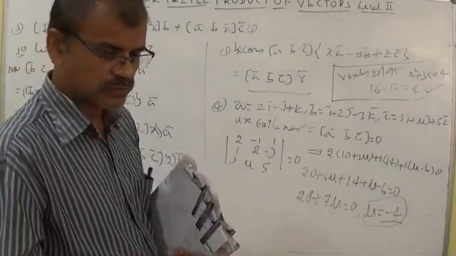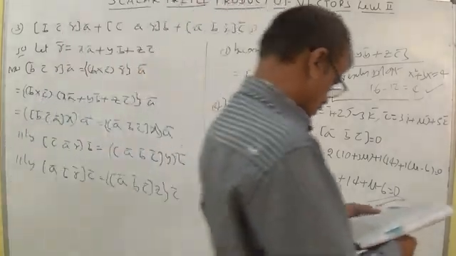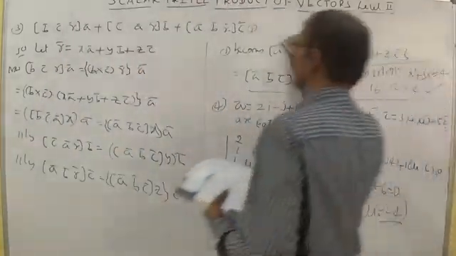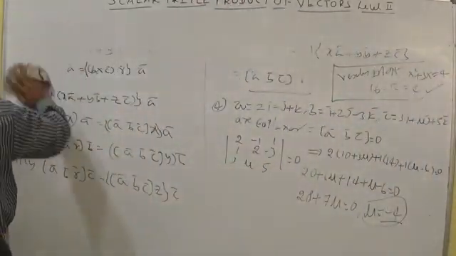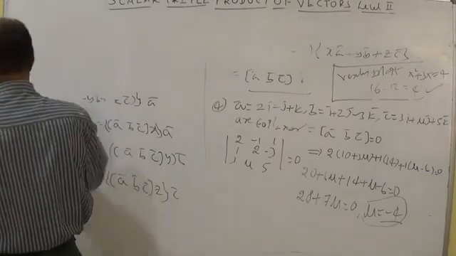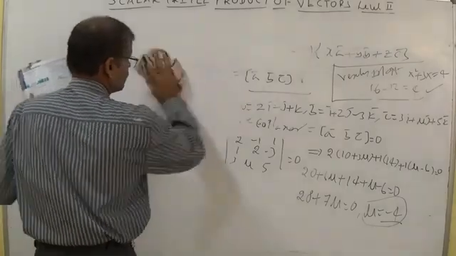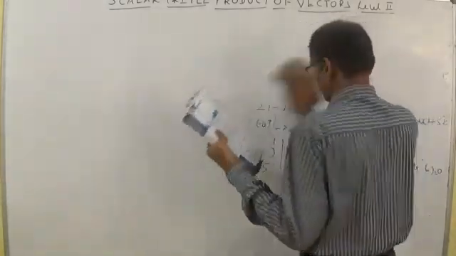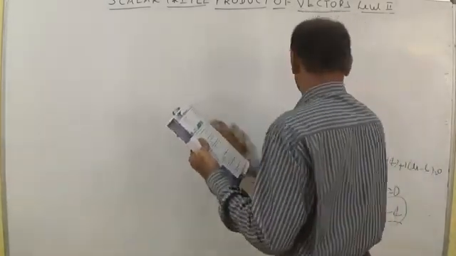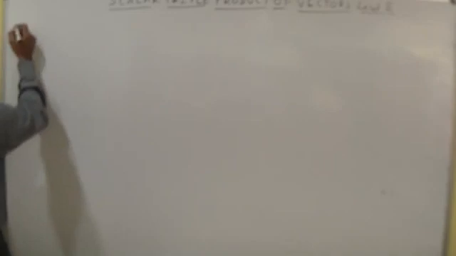Next one. Second option. Sorry. Fifth question. If the vectors ai plus j plus k, i plus bj plus k, and so on. Fifth question.